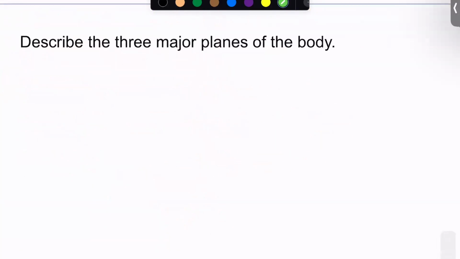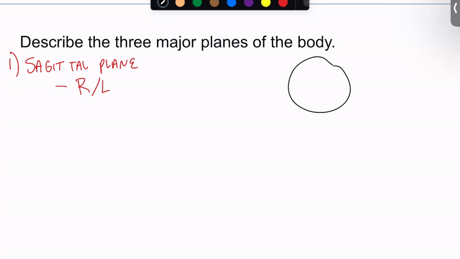All right. Describe the three major planes of the body. Okay. The first one we're going to talk about is the sagittal plane. And so this divides the body into right and left. So let me draw a little guy right here.